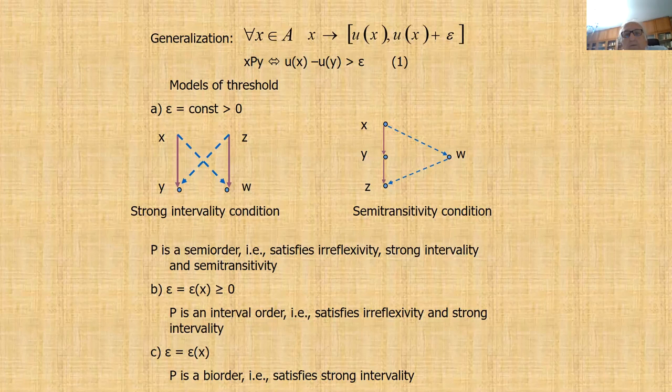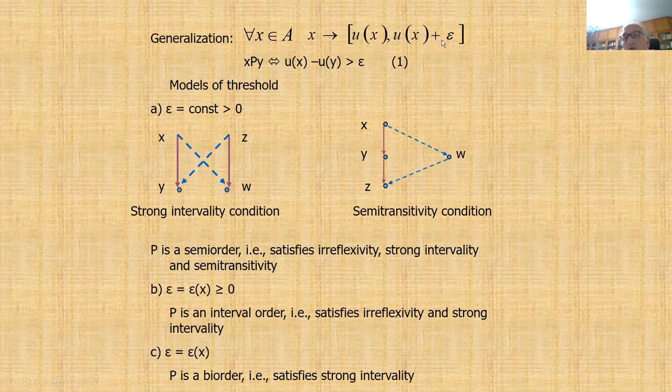What was the idea? Look here. Instead of giving an exact evaluation u of x to x, our utility, he suggested to formalize it as follows. We have an interval which is prescribed to x, to the alternative x. Again, we have a finite set of alternatives. X is an alternative from this set, and we prescribe, instead of the exact number u of x, some interval, u of x to u of x plus epsilon.